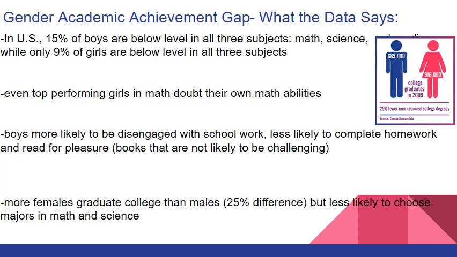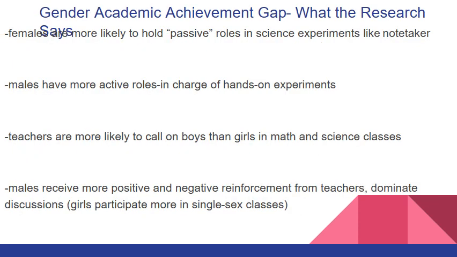In terms of college graduation rates, there are 25% more females that graduate college than males. Females, though, are less likely to choose majors in math and science. Research also shows that in terms of science experiments, women are much more likely to hold passive roles such as the note taker or the lab report writer, while males are more likely to have active roles such as being in charge of the materials and the actual lab experiment itself.